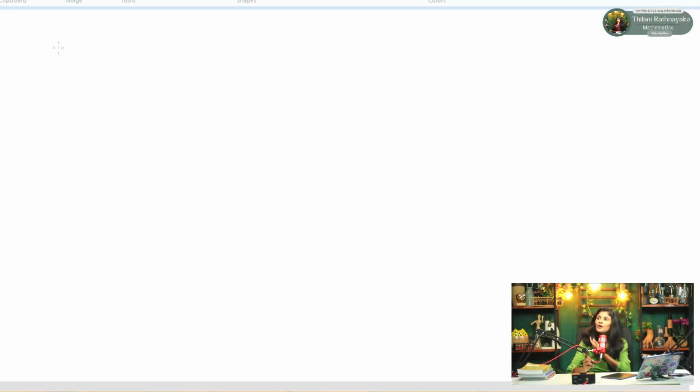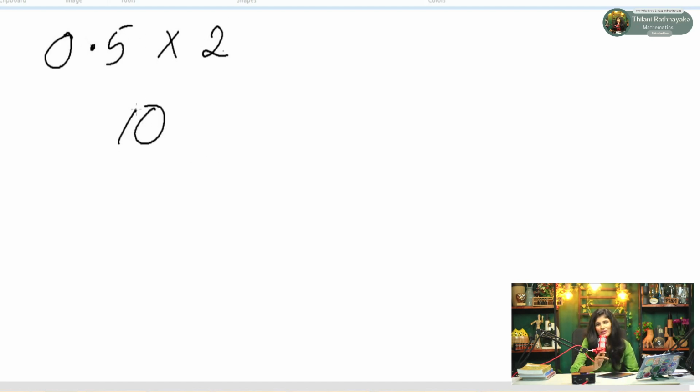So here I have my first question, that is 0.5 multiplied by 2. First of all, what you have to do is forget about the decimal place and do the multiplication. So 2 times 5 is 10. Now the answer is 10, but this is not completed because you have 0.5 to be multiplied by 2. Here we did 5 multiplied by 2. So now we have to keep that decimal place.